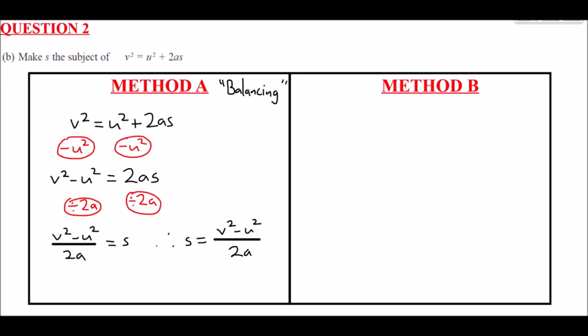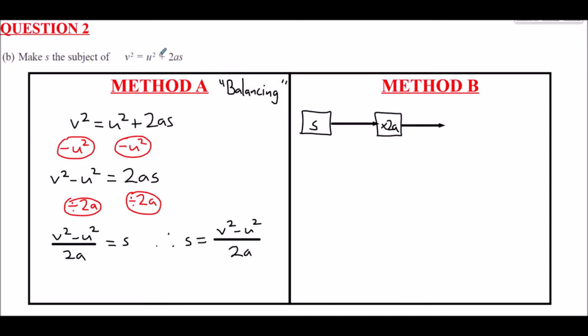Method B is a function machine. So we start with what we're trying to make the subject. So we start with s, pop it in a box, and then think about step by step what happens to s so that we arrive at v squared at the other side of the equation. So s comes along, the first thing it's interacting with is this a and the 2. The first thing that happens to the s is it gets multiplied by 2a. So first off we multiply by 2a. At this stage we have 2as.